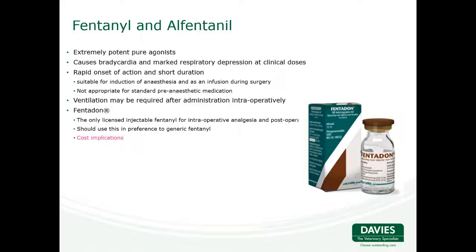Fentanyl and alfentanil, I'm just mentioning very briefly, are potent pure agonists. Fentanyl, as Fentadon, is licensed for our species. And if we're using fentanyl, you should use this in preference to the generic. It's more expensive, but it's what we are supposed to be using under the cascade. Very rapid onset, short duration of action, not for standard pre-anesthetic medication, but we tend to use it for acute peri-operative analgesia on the table. It will, however, stop or can certainly affect the respiratory system and can stop animals breathing, which we need to be very aware of.